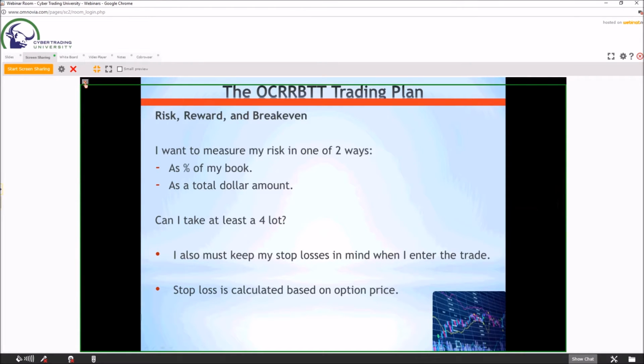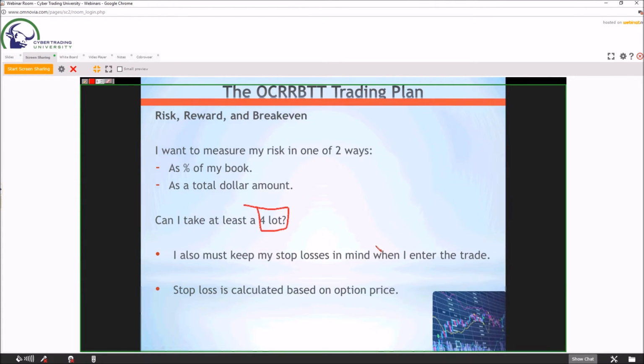And the reason I need to figure out whether or not I can take at least a 4 lot is because I want to be able to manage my risk as the trade goes in my favor. If I buy options for $1, what is my risk? What is my maximum risk in that position? It's $1, right? The most I can lose is $1. They can't go below 0. Well, let's say I put this trade on and I come in tomorrow and the options are worth $1.25. What is my risk now? Well, now it's $1.25. My risk has increased.